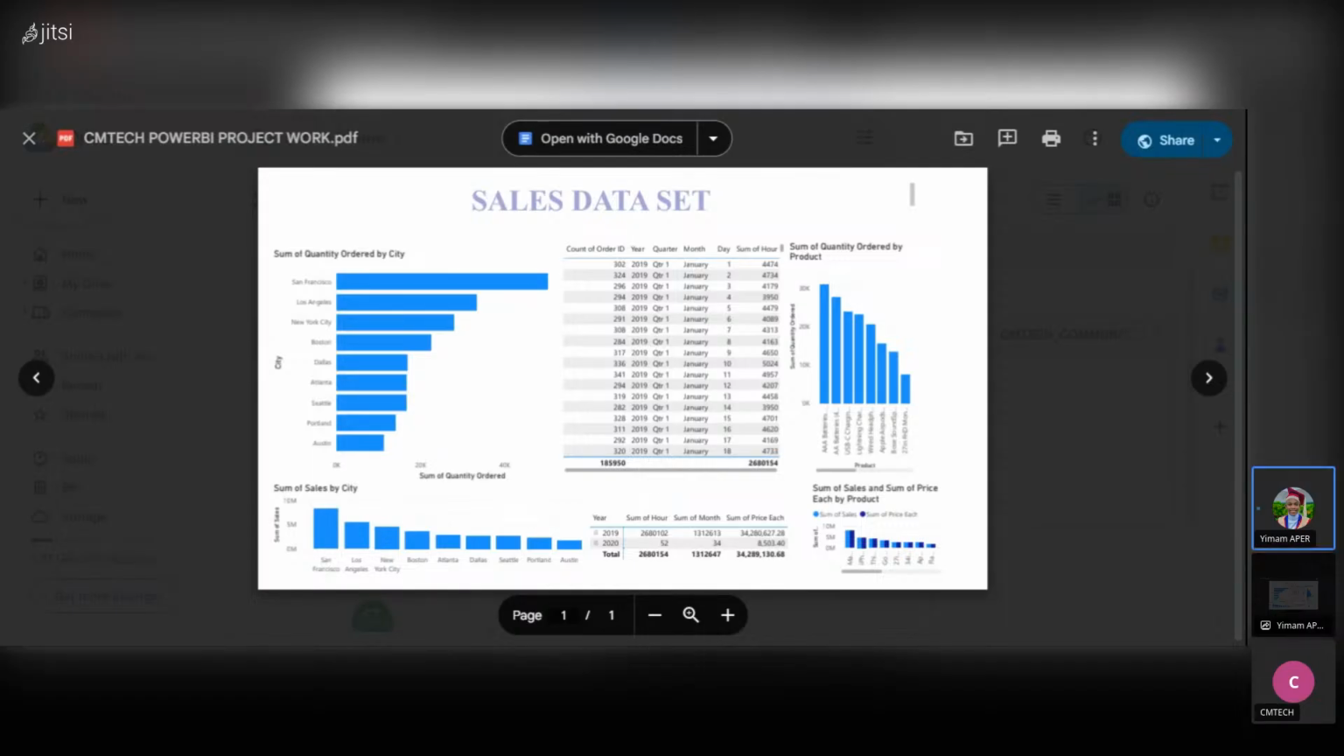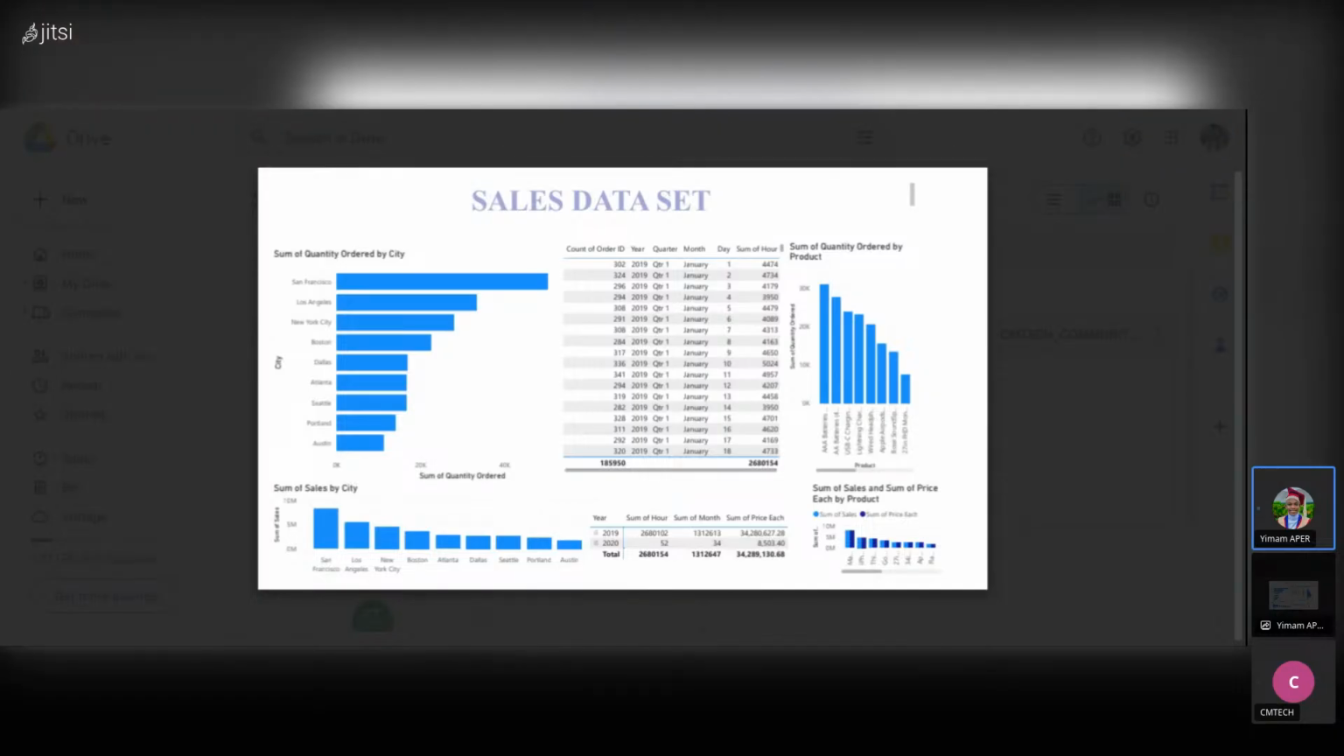This was what I did in Power BI. I was having some challenges at the beginning, because the first time sometimes you have challenges, but I did the sum of quantity ordered by city. San Francisco had the highest order of the product. This is what the first one is showing.